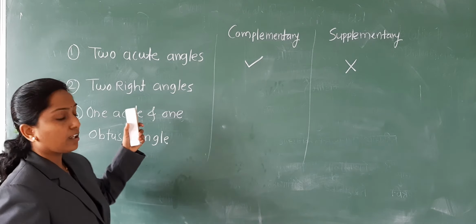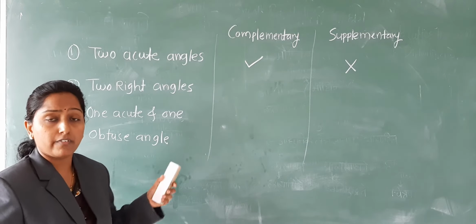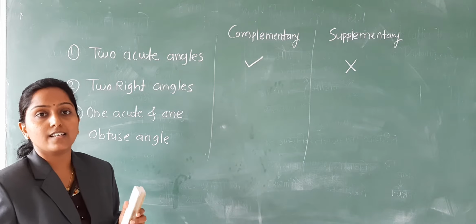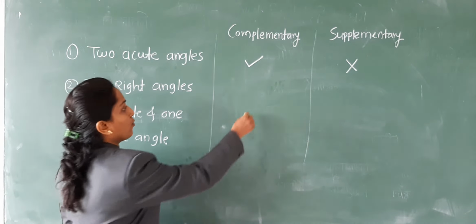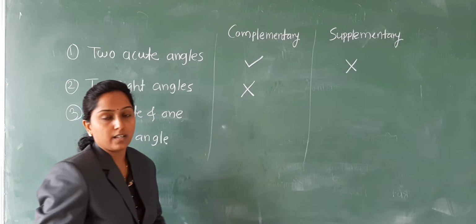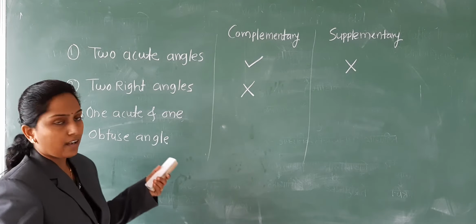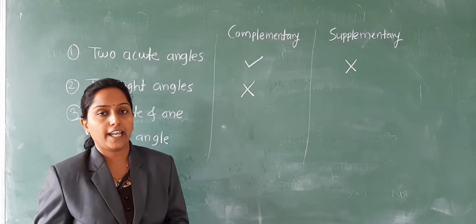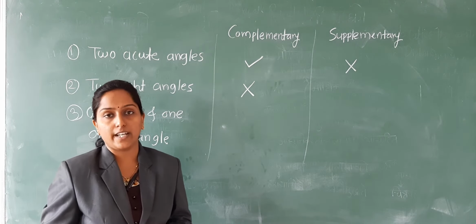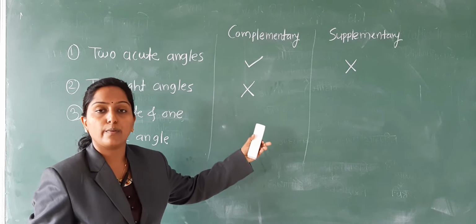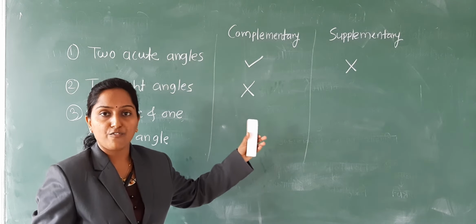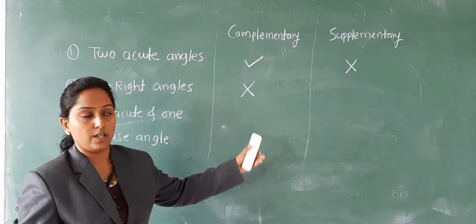Now if we take two right angles, can we make a pair of complementary angles? No, it is not possible, because two right angles means 90 and 90, so their sum is 180. It is not possible for complementary angles because complementary angles sum to 90 degrees.